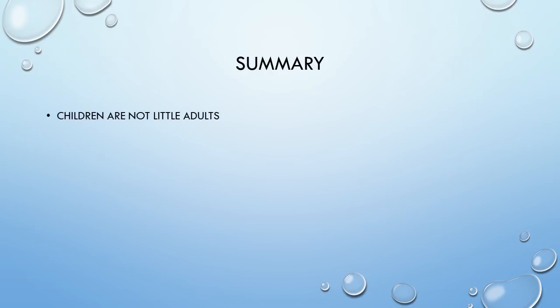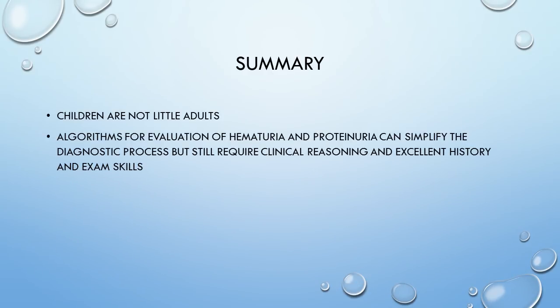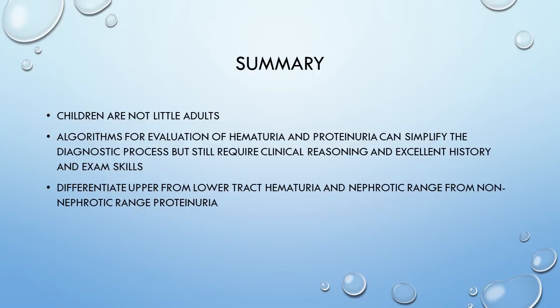In summary, kids are not just little adults. Algorithms for evaluation of hematuria and proteinuria can help to simplify the diagnostic processes, but they still require clinical reasoning and excellent history and exam skills. You want to differentiate upper from lower tract hematuria and nephrotic range from non-nephrotic range proteinuria, as that's really what's driving our differentials. Repeat urine examinations, those urine analyses, they are inexpensive, really easy to do, and it can really help us with our diagnosis.